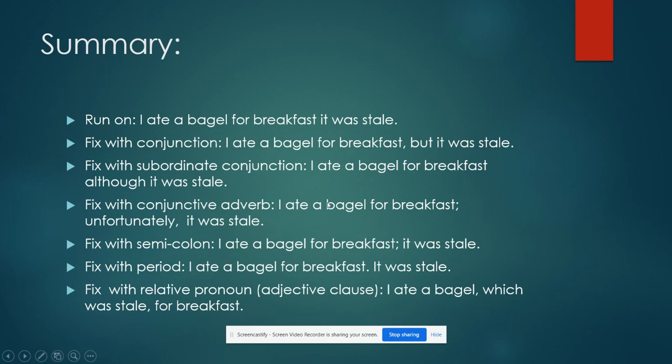You can use a conjunctive adverb. I ate a bagel for breakfast, semicolon, unfortunately, comma, it was stale. And we can fix it with a semicolon. I ate a bagel for breakfast, semicolon, it was stale, if you just want to keep them together. And you can fix it with a period. I ate a bagel for breakfast, period, it was stale. And you can use a relative pronoun. I ate a bagel, which was stale, for breakfast. So stylistically, there are a number of things that you can do to fix this problem, the problem of the fused sentence and the comma splice.